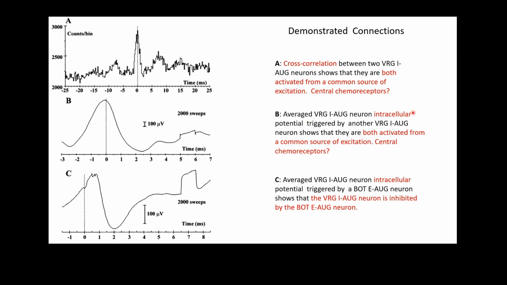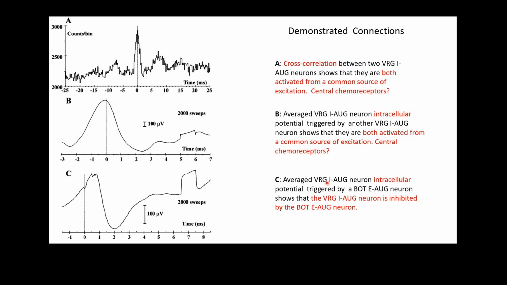We can also average the intracellular potential and trigger that average by another ventral respiratory group inspiratory augmenting neuron. And that too shows that they're both activated from a common source of excitation. Because if you trigger the membrane potential by the action potential of another ventral respiratory group neuron, and it brings a peak of intracellular potential at the same time, yes, they are commonly activated.